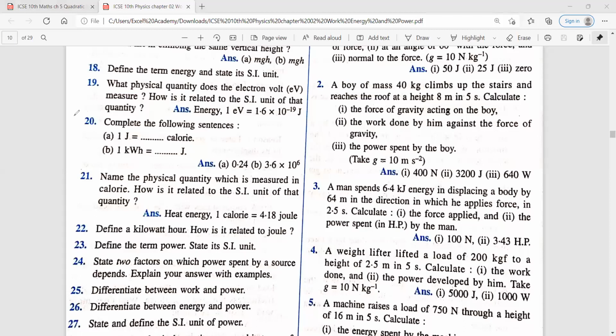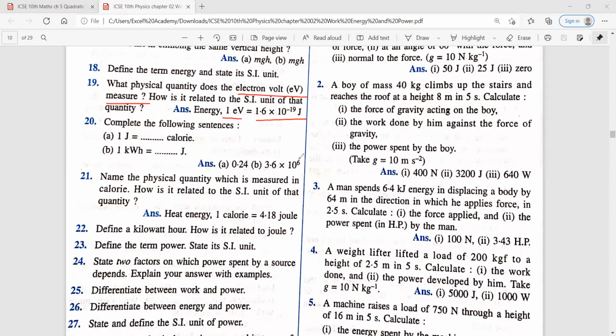Okay. Question 19. What physical quantity does the electron volt measure? It measures energy, not voltage or potential difference. Okay. 1 eV is 1.6 into 10 raised to minus 19 joule. Where do we use eV? We use eV in atomic physics or nuclear physics, where the energies are very, very small.